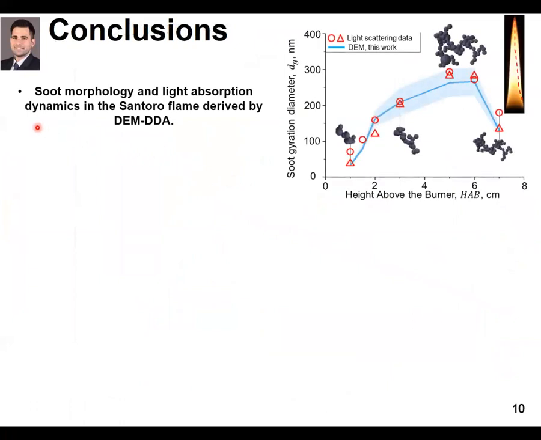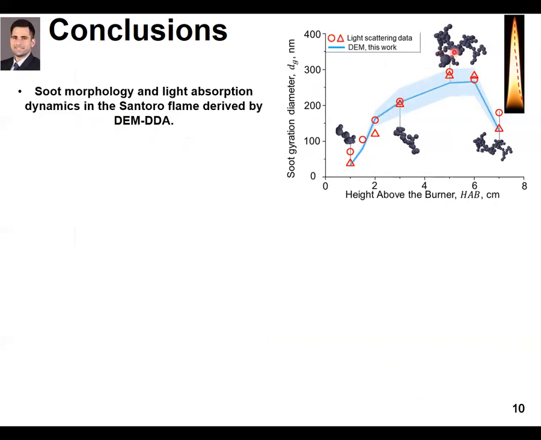Here we investigated the dynamics of soot morphology and light absorption in the Santoro flame using discrete element modeling and discrete dipole approximation. The evolution of the soot gyration diameter that we obtained using our discrete element model was in excellent agreement with both light scattering datasets that are available for this flame condition. So this validated the morphology of our simulated soot agglomerates.